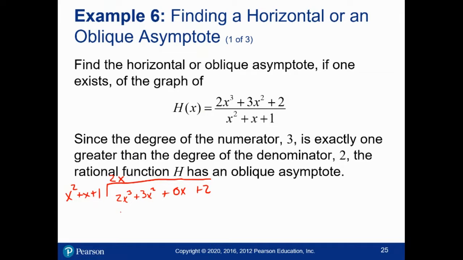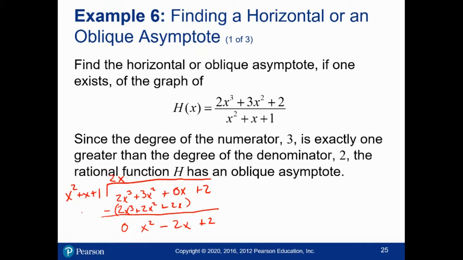Now I do this multiplication. 2x times that divisor gives me 2x cubed. It also gives me 2x squared. It gives me 2x. And then I'm going to subtract all of that. The 2x cubed minus 2x cubed cancels off, and that was the point. Your biggest term should always cancel if you've done this correctly. 3x squared minus 2x squared gives me x squared. 0 minus 2x gives me minus 2x. And then I'll bring down this 2.